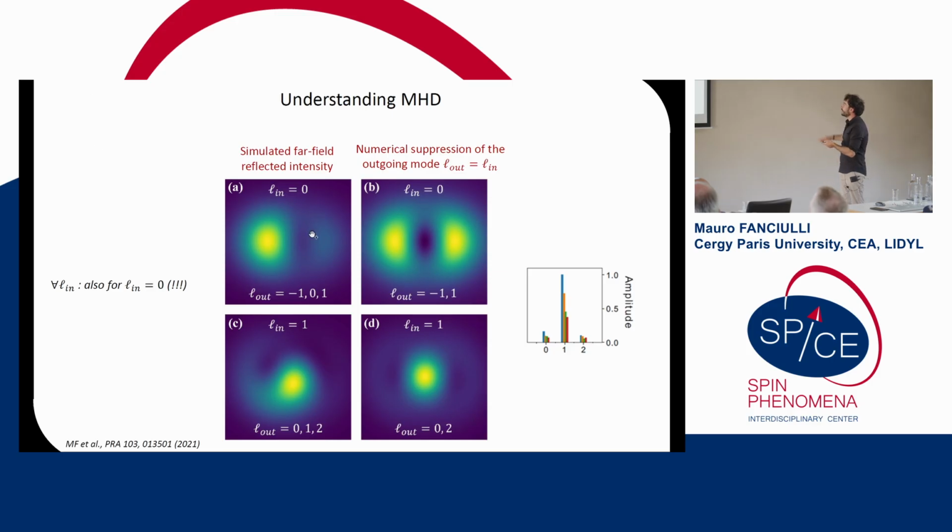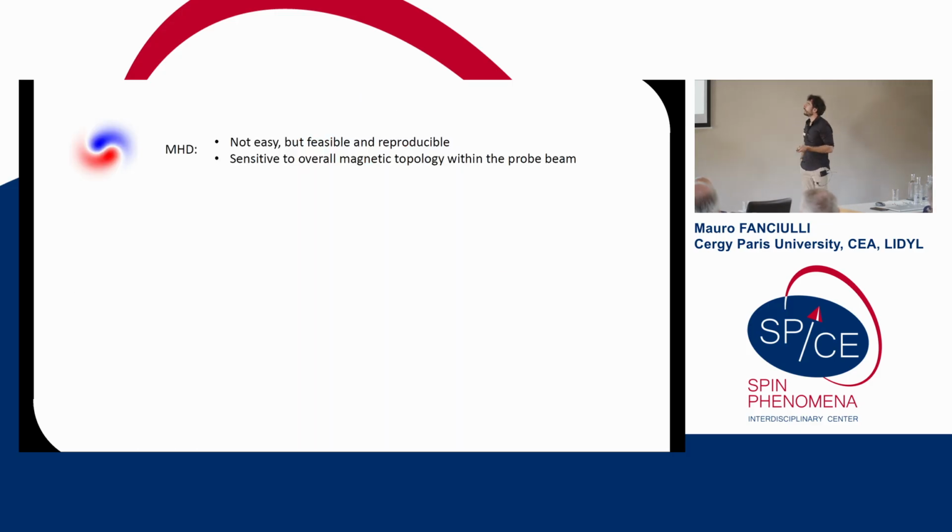And therefore, at the end, what gives this yin-yang shape, this spiraling shape in the far field profile, is the interference between the incoming mode, L in, and the newly produced +1 and -1 for the vortex. So the interference between these two gives rise to the dichroic signal. OK, so it's not an easy experiment, but it is reproducible.